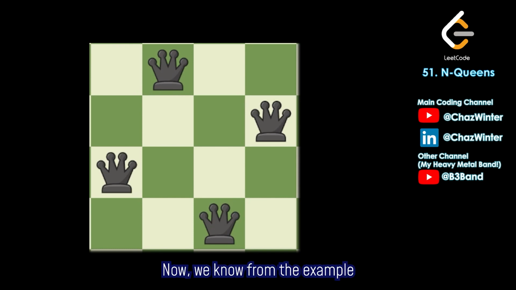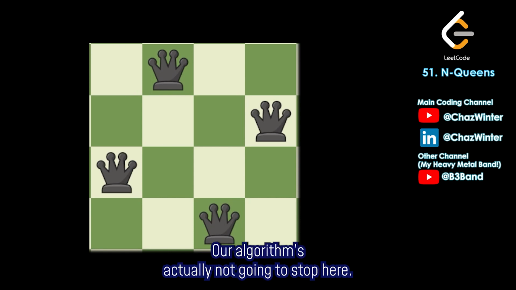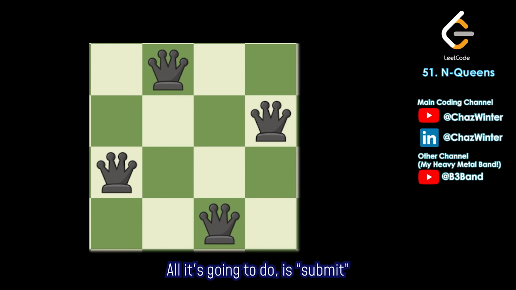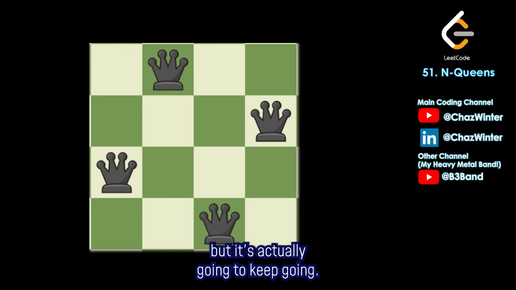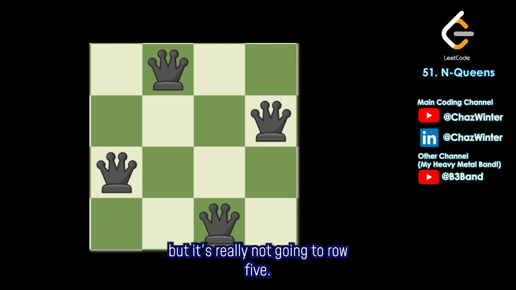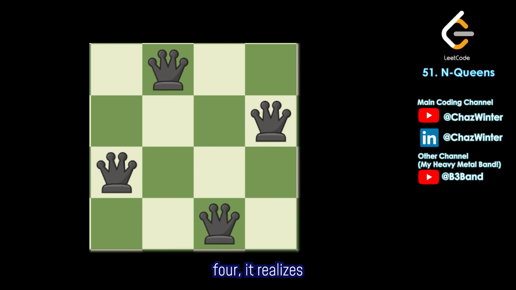Now, we know from the example that for a 4x4 board, there's actually 2 solutions. So we've only found one of them. Our algorithm's actually not going to stop here. All it's going to do is submit this list as a solution, but it's actually going to keep going. So essentially what it's doing is it goes to a 5th recursive call, almost like it's trying to go to row 5, but it's really not going to row 5. When it passes row 4, it realizes that we have a solution, so it generates a board for that solution.